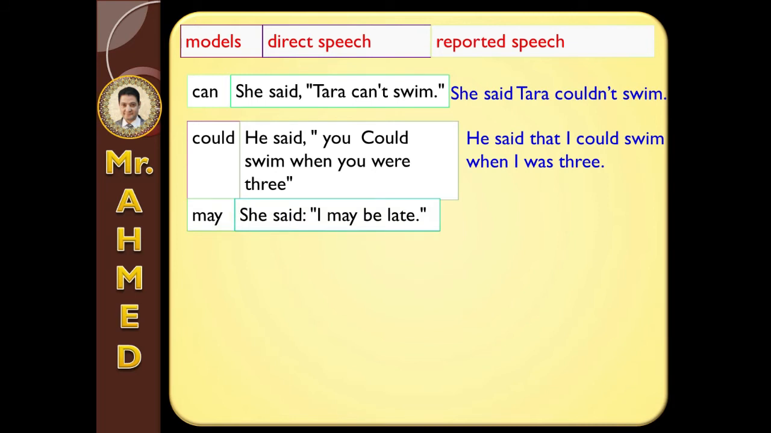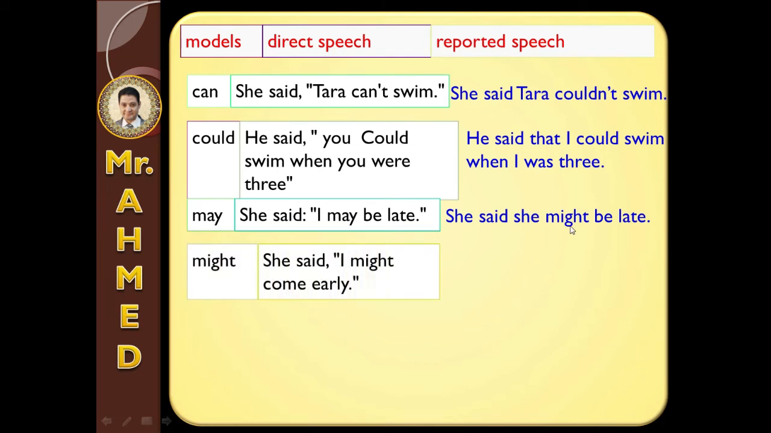May: she said, "I may be late." She said she might be late. As we will see, could, we can't change could. Could will stay as it is. But may will be changed into the past, might. Might will stay, as we will see. Might: she said, "I might come early." She said she might come early.